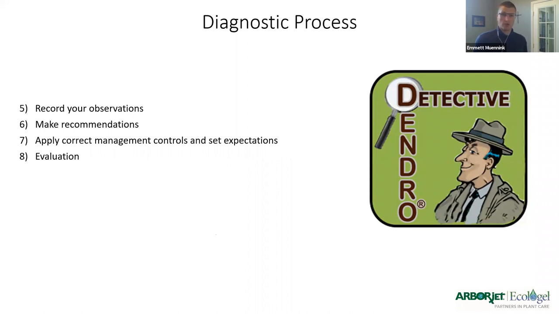You want to record your observations. Make a list of these things. Record your observations. That's where you're going to come up with your diagnosis. And then from that diagnosis, you can make your recommendations. You want to apply the correct management controls and set the expectations of recovery. The tree owner needs to know how you expect that plant to recover.